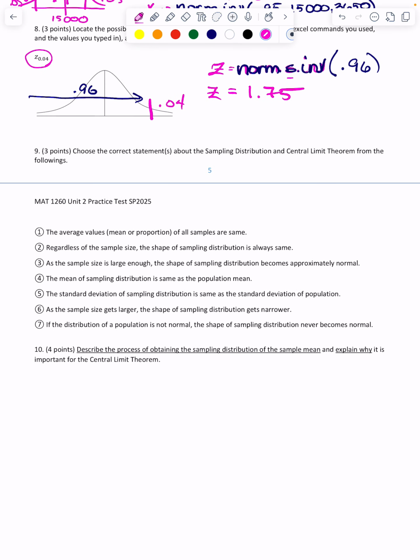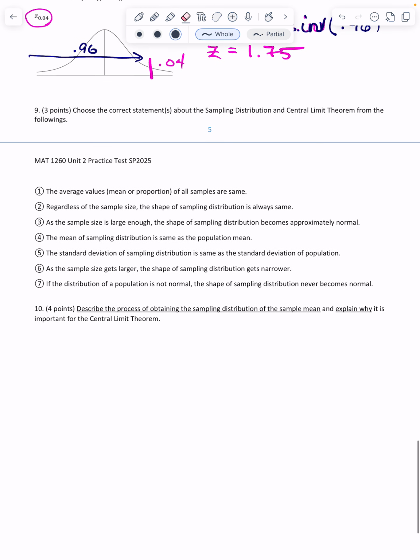So 9, we want to choose the correct statements about sampling distribution and the central limit theorem. 1, the average values of all of the samples are the same. That's not true. If every single sample we took had the same average, we would not need to worry about a sample distribution. And you can look at examples. If I choose 4 out of a group of 100 and I choose a different 4, chances that their mean is the same is unlikely.